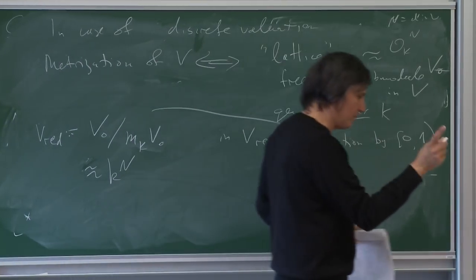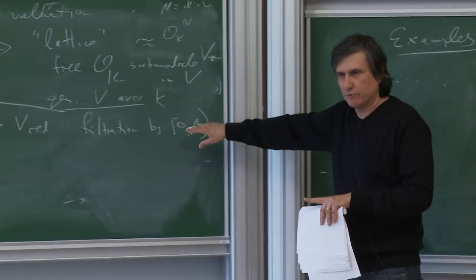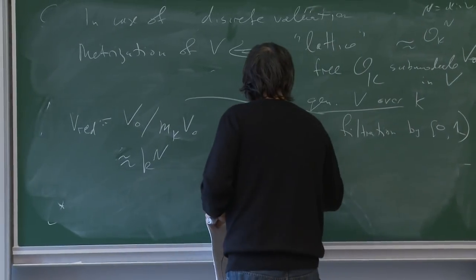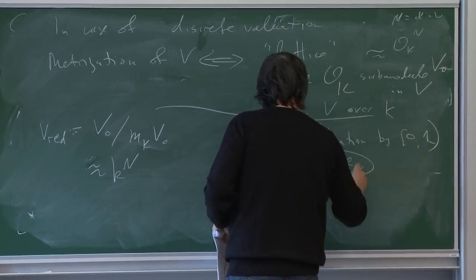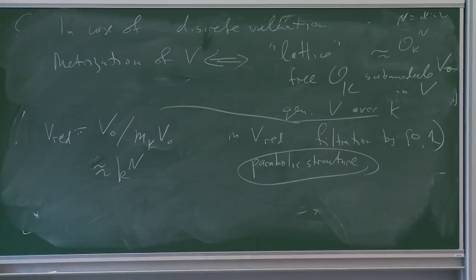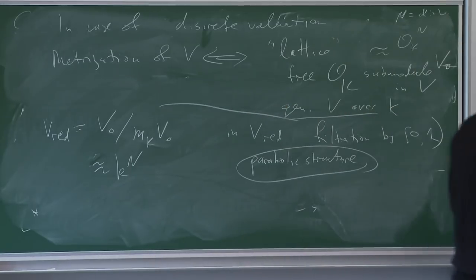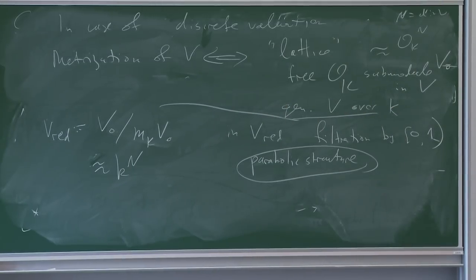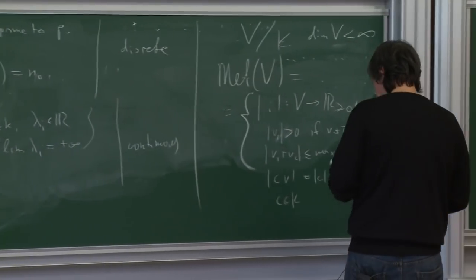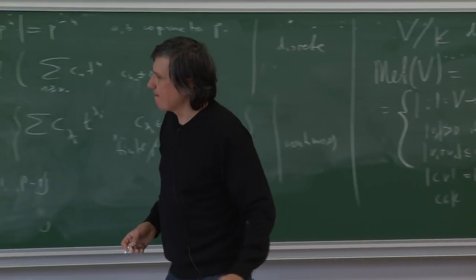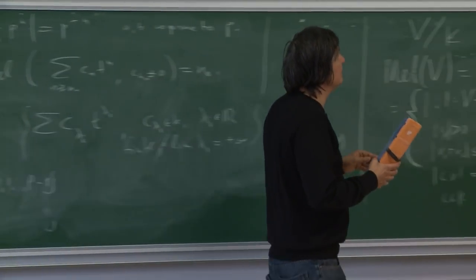Yeah, like you have a bundle on a curve, and at some point you fix a filtration by real numbers between 0 and 1. It has finitely many steps. Yeah, so that's the picture of what the non-Archimedean analogs of norms will be.